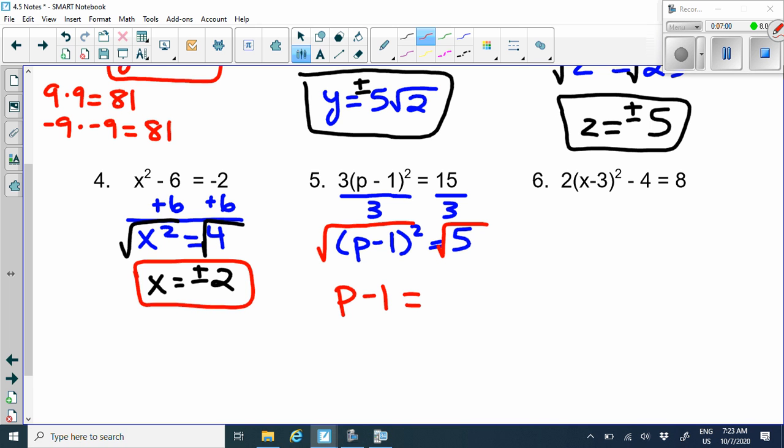Is 5 a perfect square? No. Is there a perfect square other than one that goes into it? No. So we will just leave it as, please don't forget the plus minus. You still need to have that. Plus minus square root of 5.